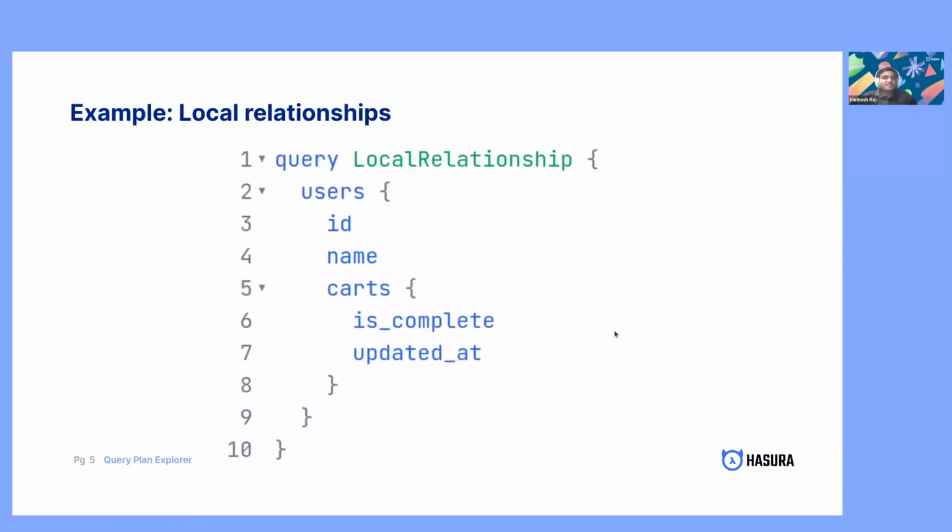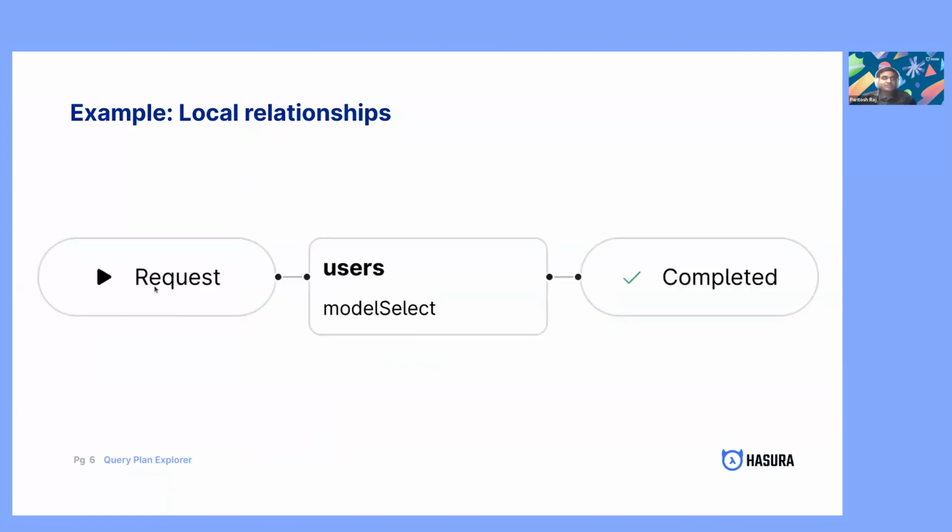Yeah, awesome. Thanks. So we will start with a simple example. This is a query where we have a model called users and another model called card. Those two models are from the same data source, so basically they are backed by the same data connector. We have a relationship between user and card, and that relationship is named cards. So this is a simple example where we are querying a model and a local relationship. Let's see how the query plan will look.